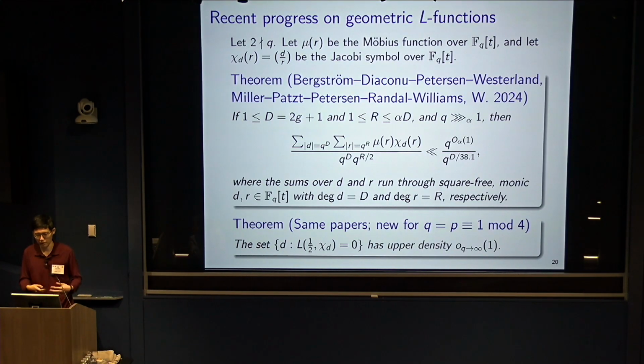Okay, and then maybe I should say that on this non-vanishing stuff, there are also other methods from arithmetic statistics over function fields that have treated other cases, but this is at least new if Q is a prime that's 1 mod 4.